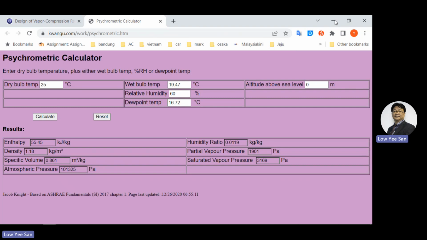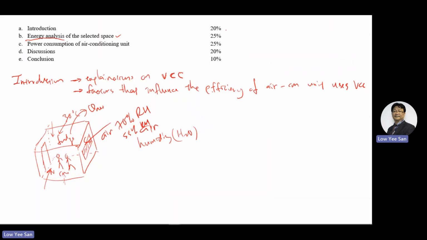Okay, so the heat transfer is a change of enthalpy. Let's say you assume 70% relative humidity at 30 degrees Celsius, and you cool it down to 60% relative humidity at 25 degrees Celsius. The heat content that you need to remove is the change of enthalpy. Very simple. That is the change of enthalpy.